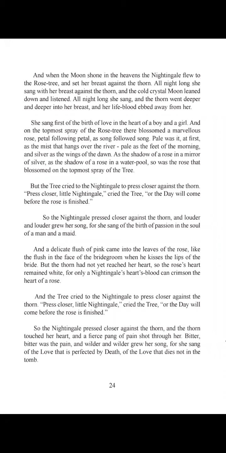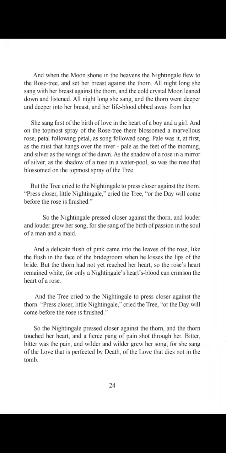Right? She sang first of the birth of love in the heart of a boy and a girl. And on the topmost spray of the rose tree, there blossomed a marvelous rose, petal following petal. Now the flower is blooming, one petal, another petal, petal following petal. As song followed song, pale was it at first as the mist that hangs over the river.